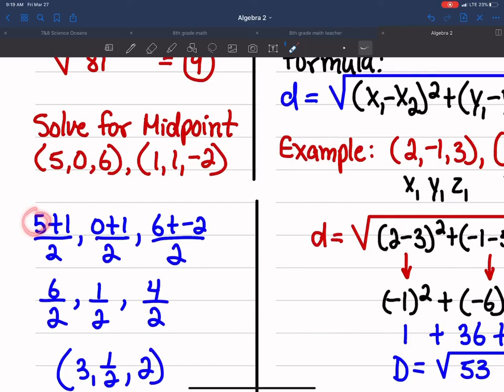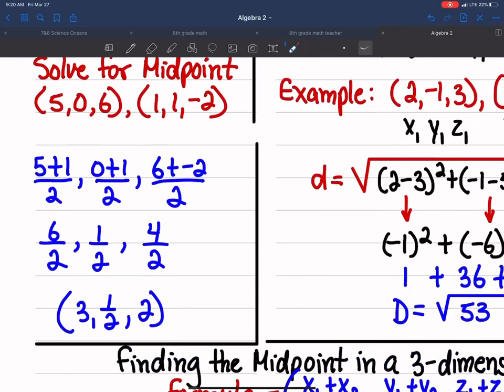So x1, x2, 5 plus 1. y1, y2, 0 plus 1. z1, z2, 6 plus a negative 2. All right, and so this is going to give us 6 over 2. This is going to give us 1 over 2. And this here is going to give us 4 over 2. And then I just simplify.